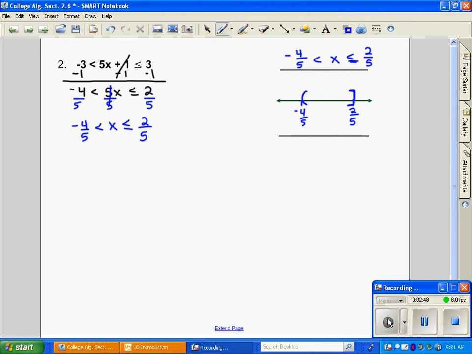We read this as x is greater than negative 4/5. So if it's greater than negative 4/5, it means I'm going to be shading this to the right. And this says, but it's less than or equal to 2/5. So it's going to be less than or equal to. So our portion that we shade that meets both of those classifications is that. And then our interval notation is just parenthesis, negative 4/5, 2/5, then we have a bracket.